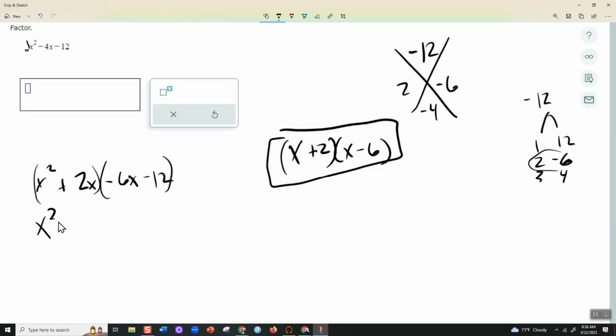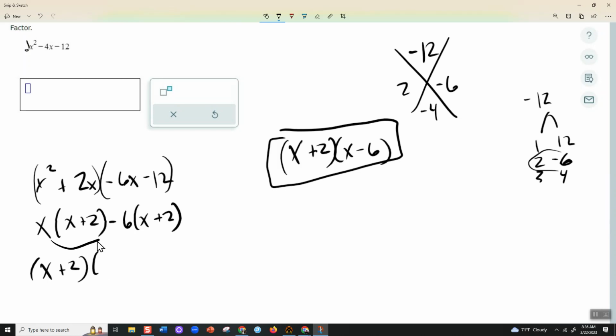Hold on. Oops. X times x plus 2. Take out a -6, get x plus 2. Then we factor out the x plus 2, the common binomial, and we get x minus 6. We have the same answer there, however you want to do it.